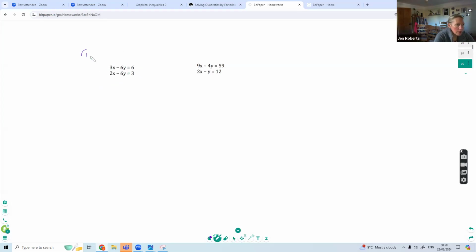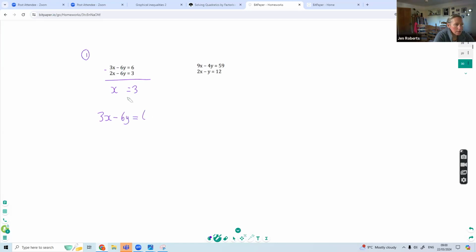Okay, for this first one, subtracting. 3x take away 2x, 1x. Minus 6 minus minus 6 is 0. 6 take away 3 is 3. X is 3. Let's find y. So let's take this top equation.